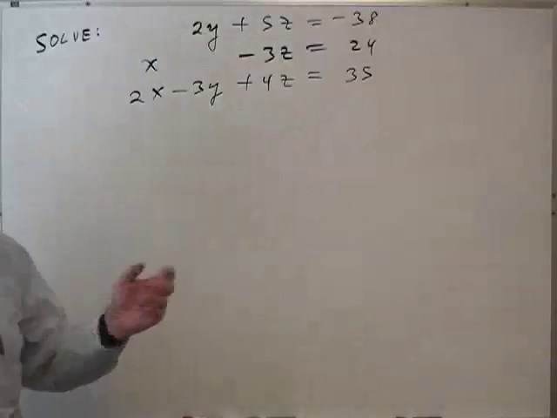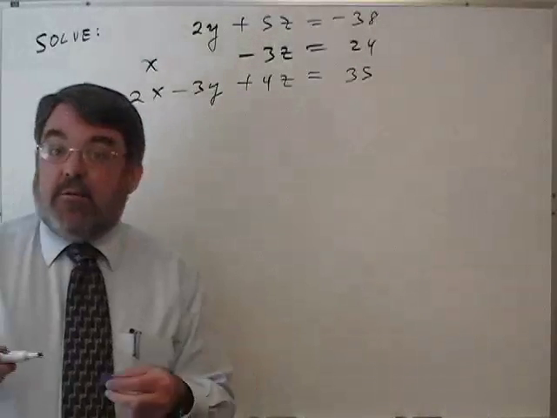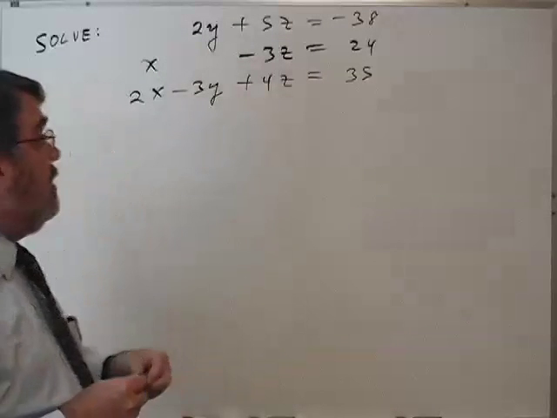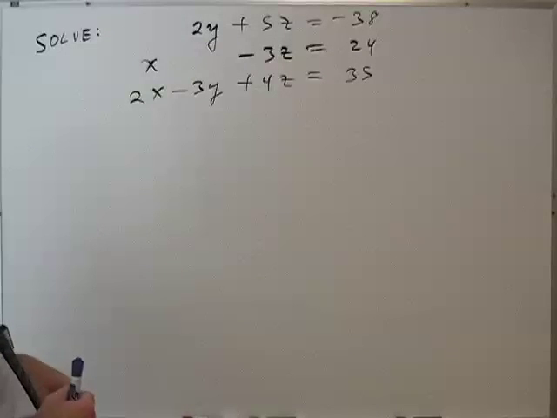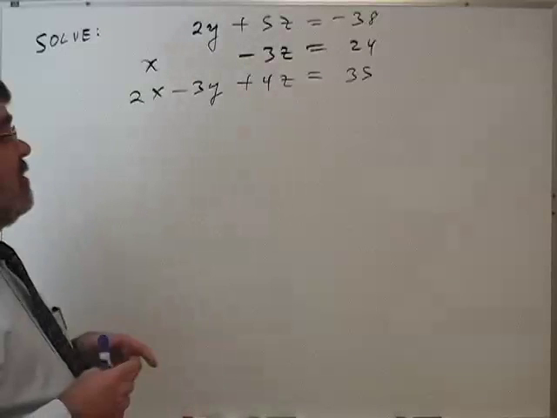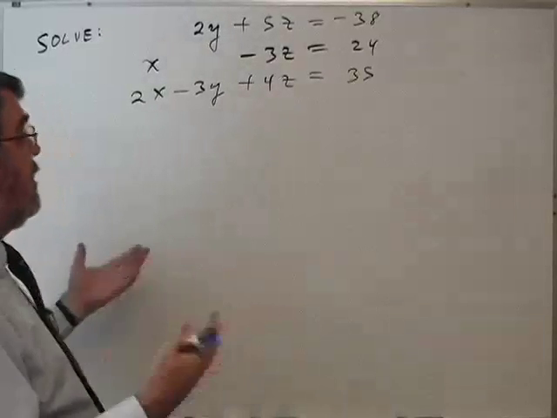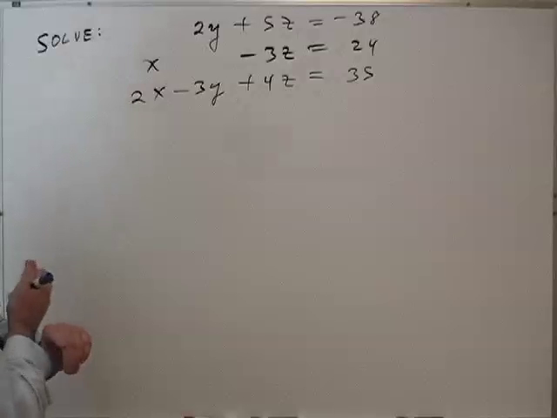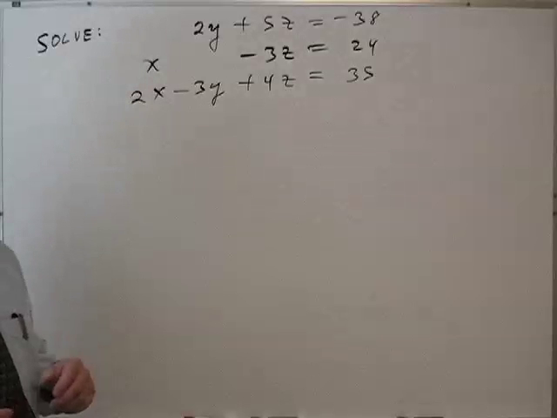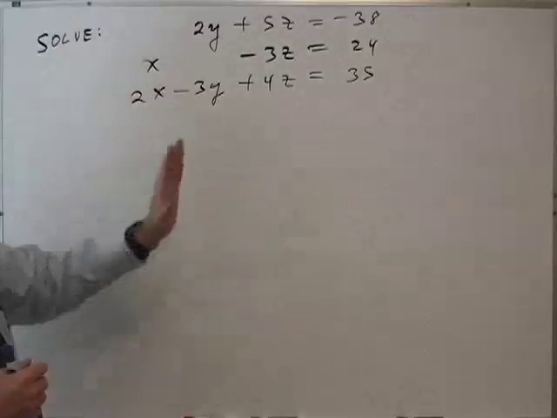And you think, well, what variable should we eliminate? Should we eliminate x because there's only two x's? Should we eliminate y because there's only two y's? Or how about z? There are three z's. Shall we eliminate a z? I would say we really ought to eliminate either x or y.